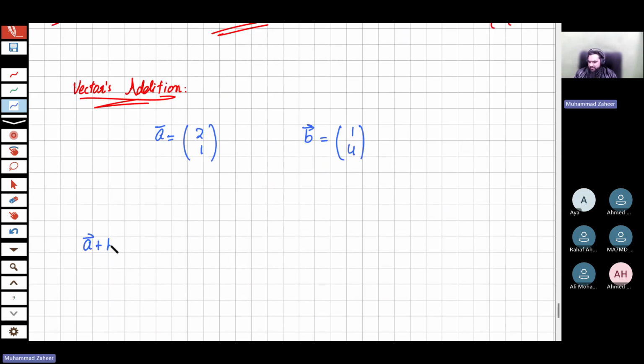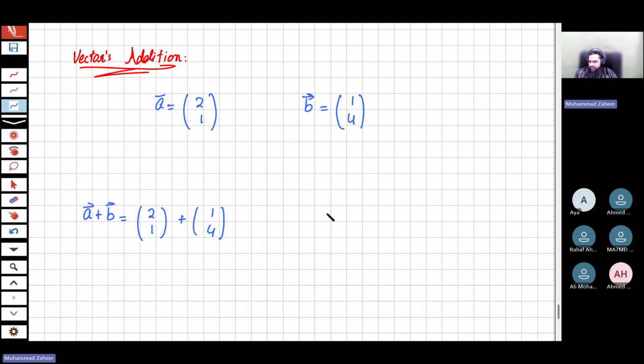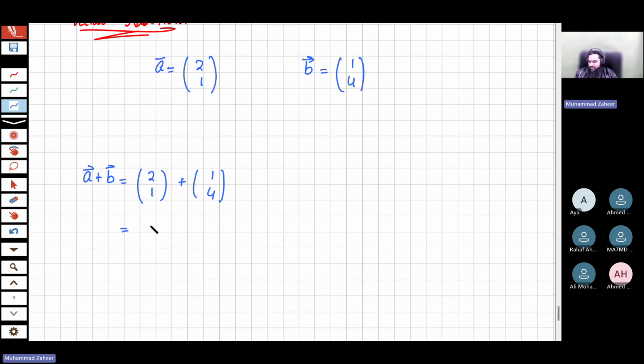Vector A plus vector B will be equal to (2, 1) plus vector B, that is (1, 4). So simply you have to add the x values into the x values and y values into the y values. So 2 plus 1 will be 3, 1 plus 4 will be 5.